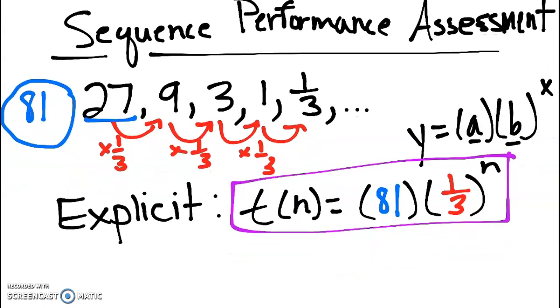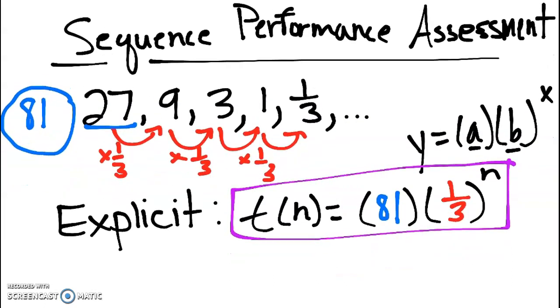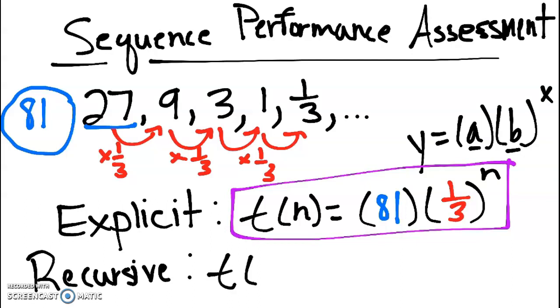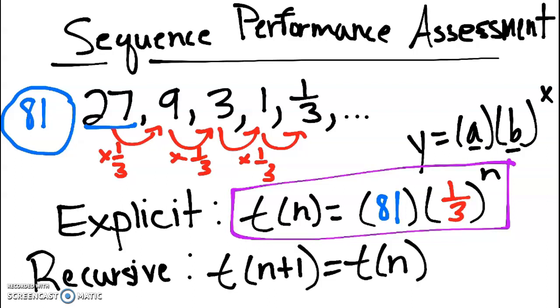And now I also have to write the recursive equation for this sequence. All right, so I know that recursive equations always start with t of n plus 1 equals t of n, and then I'm just going to tack on my generator. So what is my generator doing? Well, in my equation, my generator is multiplying by 1/3.